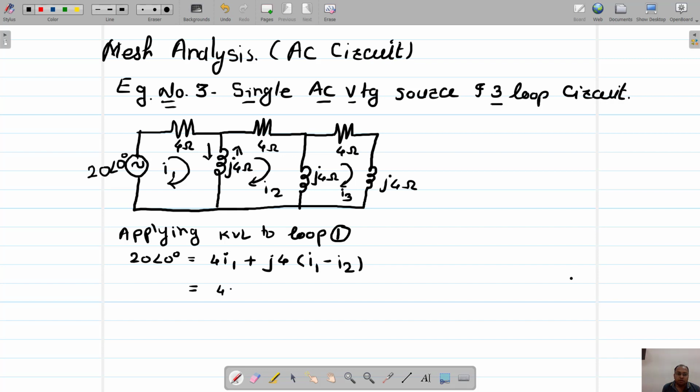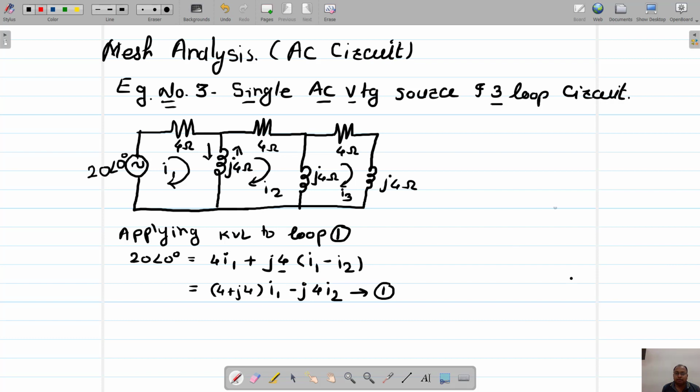So (4 plus J4) I1. I'm not going to simplify these steps, I'm going to write it directly. Multiplied with the bracket, minus J4 I2. And this forms your equation number 1. Is that fine? Now let us apply KVL to loop number 2.